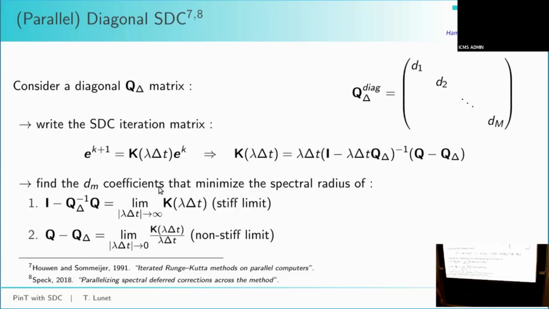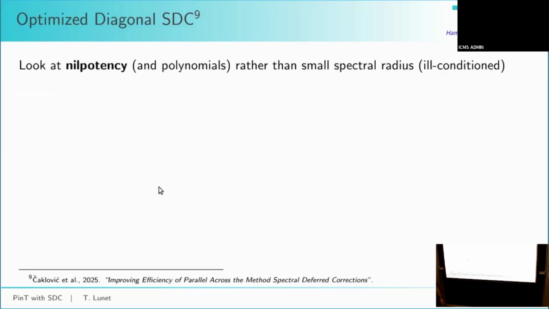the optimization. So forget the spectral radius. It's really hard, although it can give some result if you use some really fancy optimization algorithm. But instead of that, we look at nilpotency. That's the main idea of the paper. And I won't describe all the development we did in there because that would be a bit long. I would need maybe more than 20 minutes.